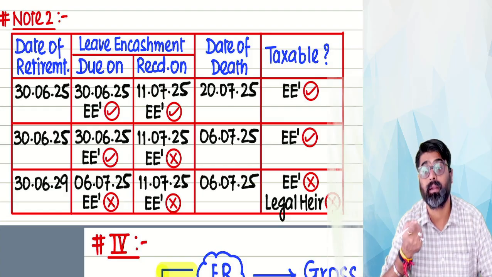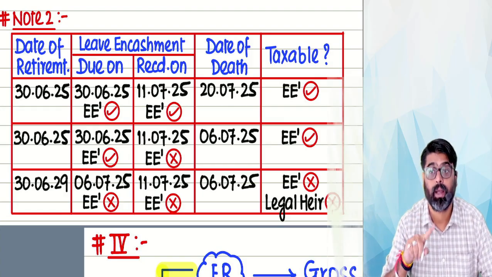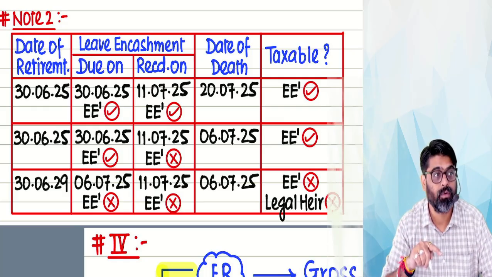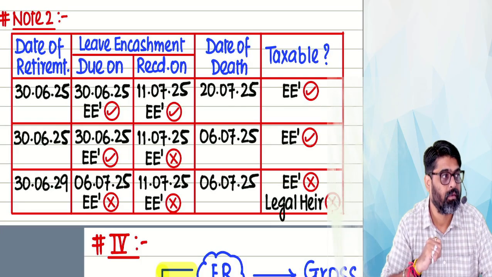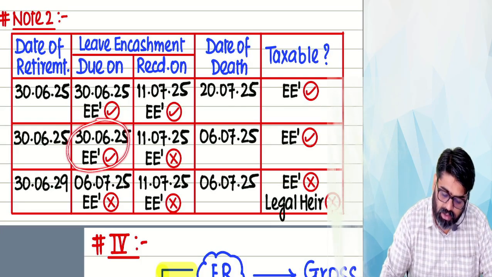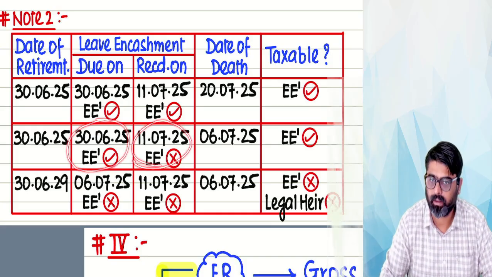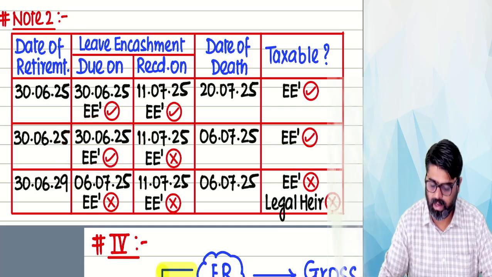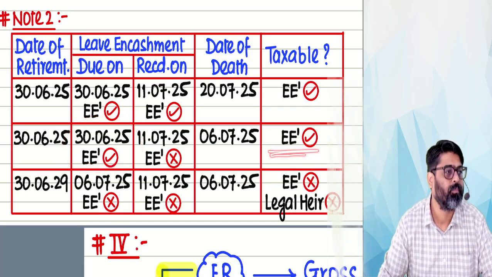No. But at the time when it became due, the employee was alive. So due or receive, whichever is earlier, at the time of due, the employee was alive. This will be taxable on what basis? Due basis, because due is becoming earlier than receipt. So at the time when it became due, the employee was alive, so it will be taxable in the hands of the employee.